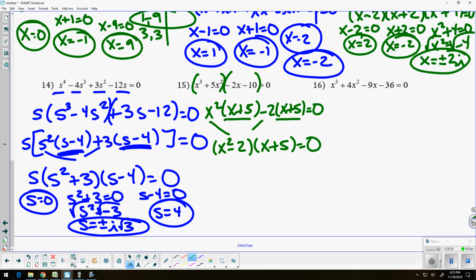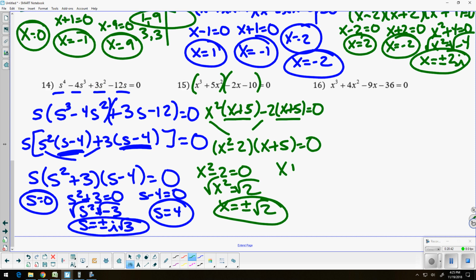Nothing more can be factored here. You don't have any differences of squares, nothing like that. So now start solving. Set x squared minus 2 equal to 0. And then you would add the 2, and then square root it. So x equals plus and minus square root 2. And then for the last one, set x plus 5 equal to 0. You get x equals negative 5.